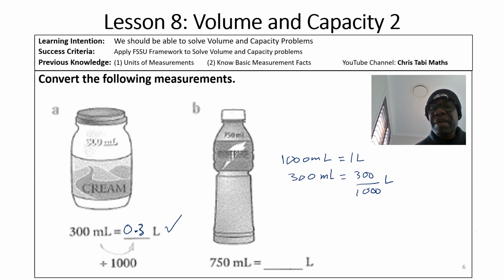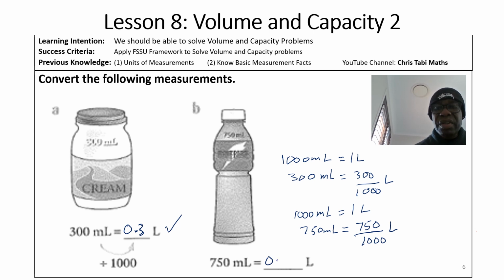750 mils, again the same argument. If 1,000 milliliters will give you 1 liter, then 750 milliliters will give you less than 1. So you have to divide that 750 by the 1,000. See the argument? To get it in liters. And again, we're dividing by 1,000, so that's 0.75. There's a 0 at the end, but it's redundant. We don't need that, so 0.75. Right.